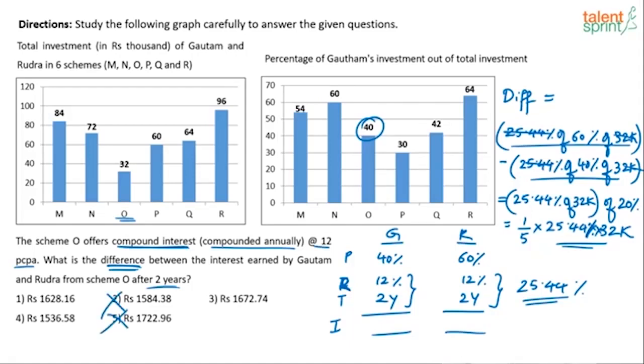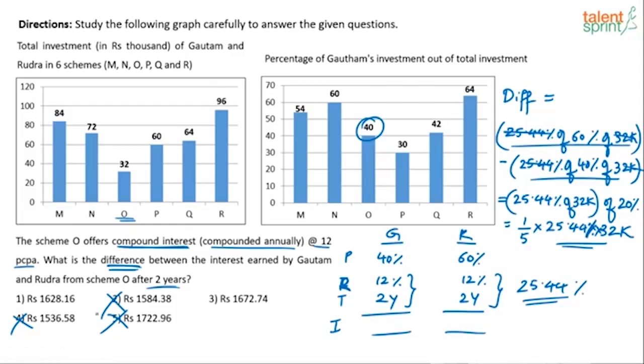So 2, 5 and 3 are eliminated. Are you able to understand the calculation? All I am trying to explain is don't calculate individual interest and then take the difference. Because 25.44 was common, 32,000 is also common. Only difference is 60% and 40%, which comes out to be 20%. So 1/5 of 25.44% of 32,000. 25% by 5 is 5%. 5% of 32,000 is 1,600.